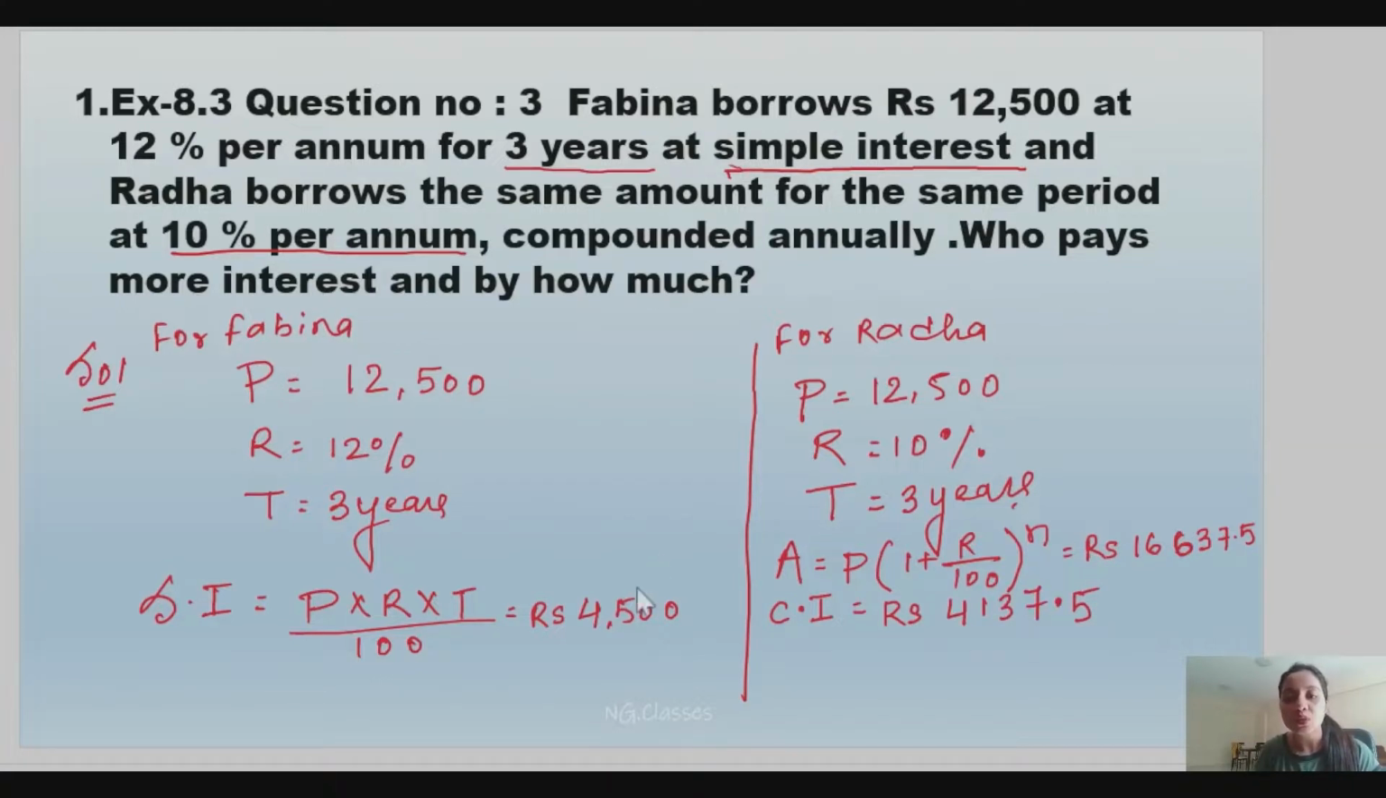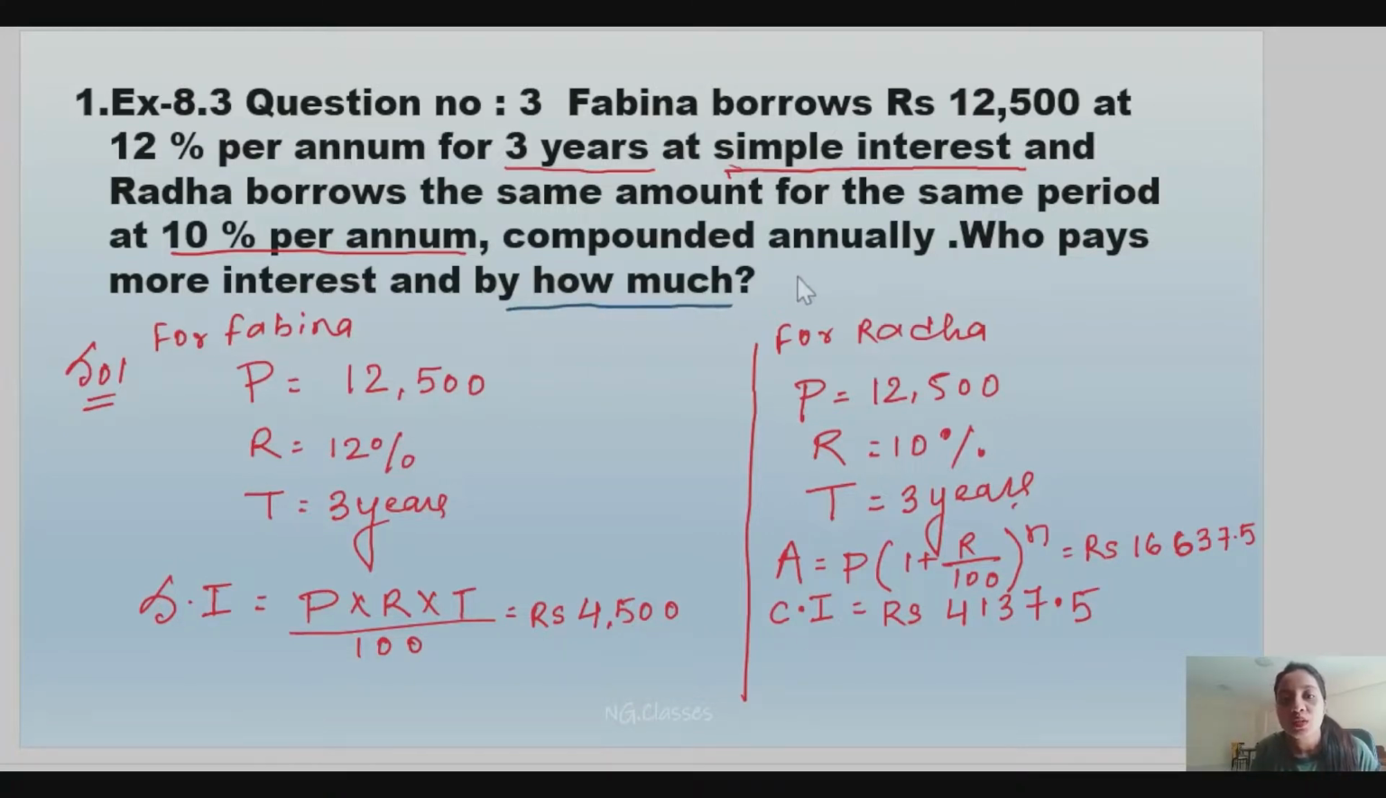Now, who pays more interest and by how much? Who is paying more interest? Simple interest is 4,500. Compound interest is 4,137.5. Clearly, Fabina is paying more interest due to the rate. Okay, her rate is 12%. That's why she is paying more interest than Radha.